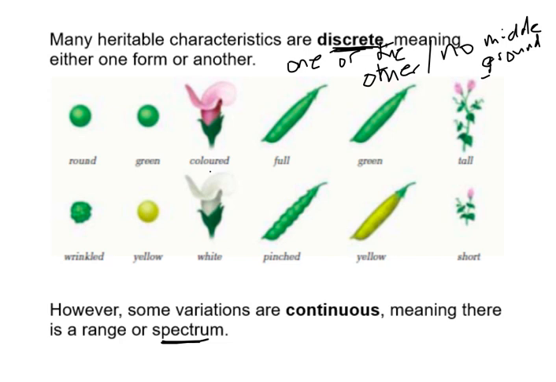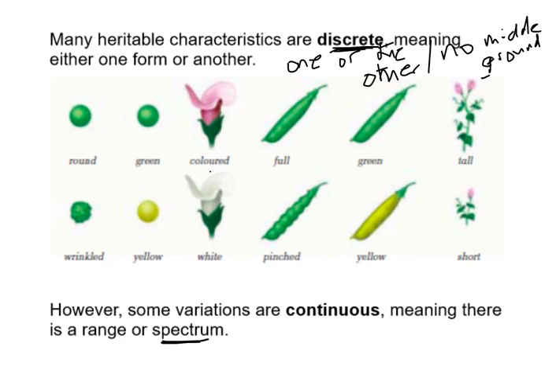Oh, you guys thought about this a little bit. Most of you think it's continuous, right? Because, well, what if you're in the middle? What if you're just average height? So this would be a good example of something that's continuous. And so there are different traits that are like that.